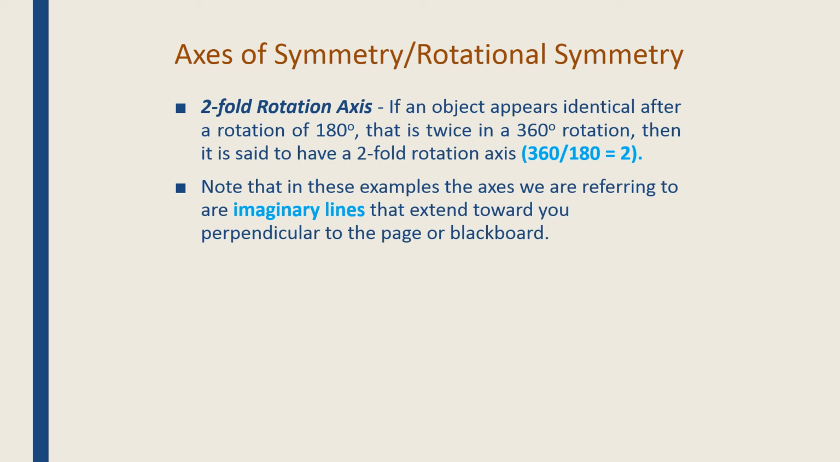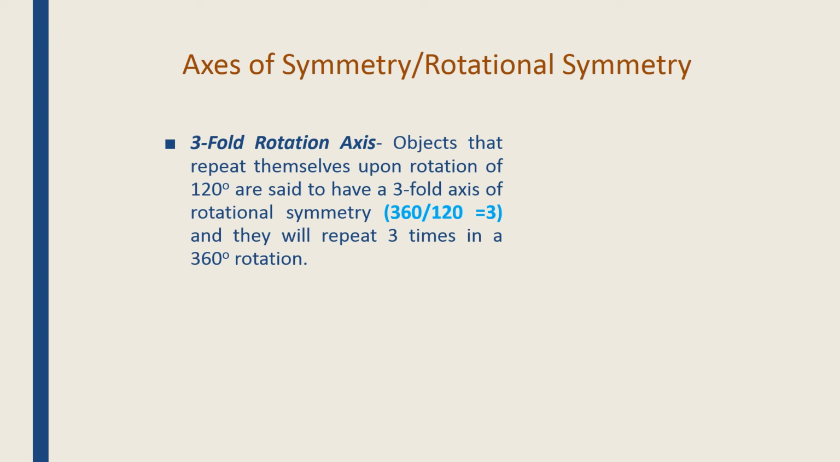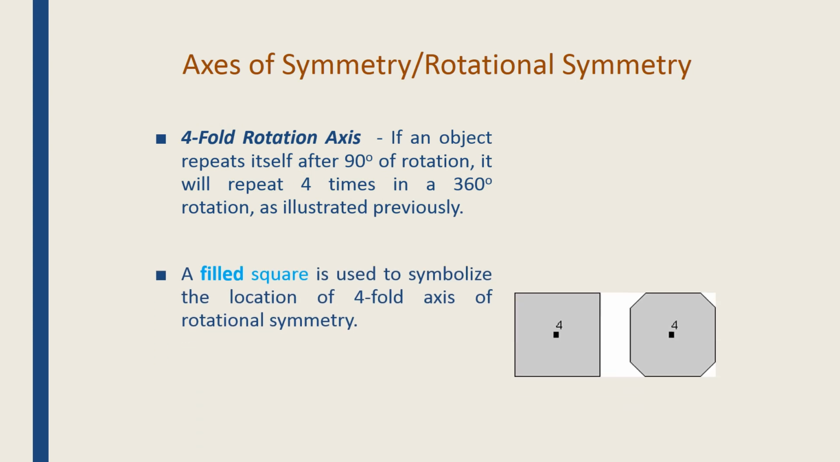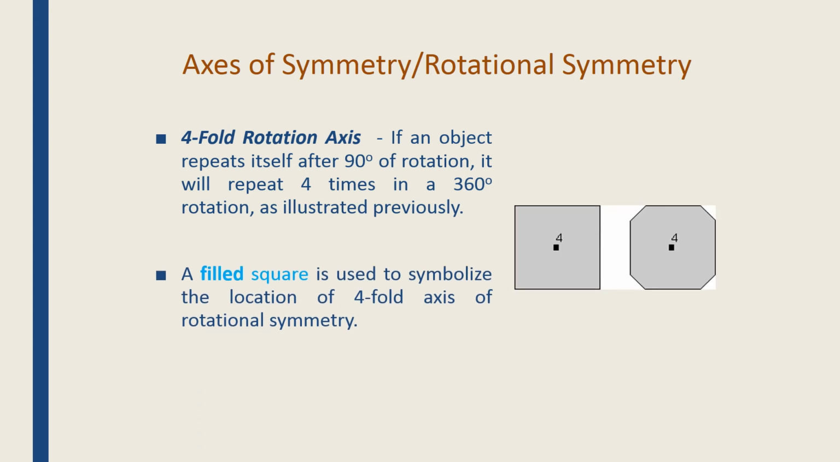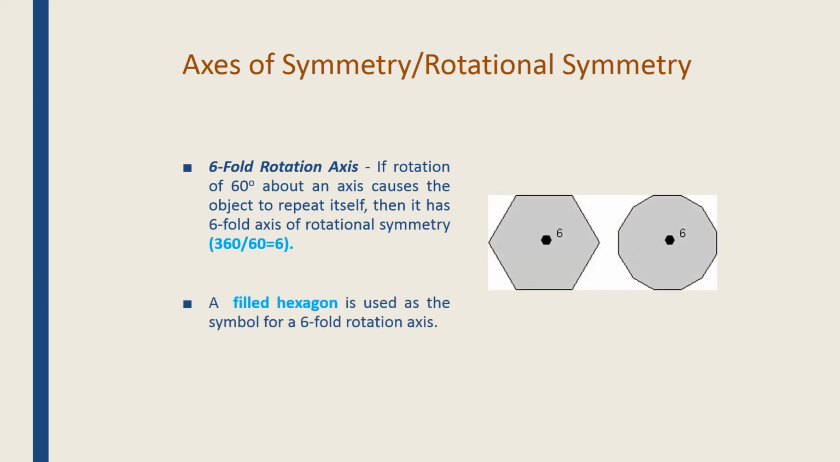Note that the axes we are referring to in these examples are imaginary lines inside the crystal. They are not real, and they extend toward you perpendicular to the page or the blackboard. The oval shape, we knew about that, it's twofold, as you can see. Same thing for the trigonal, here is the example. And also for the tetragonal, it's just a filled square. Same thing for hexagonal.